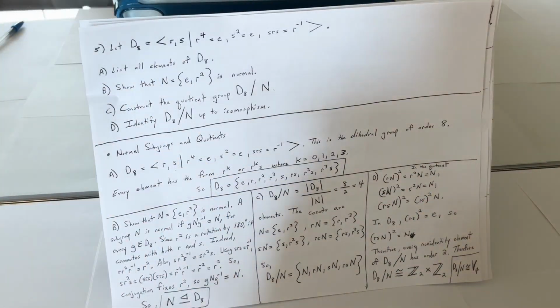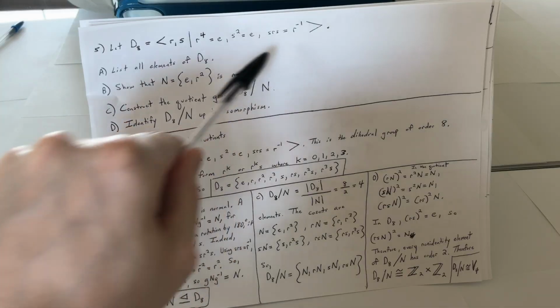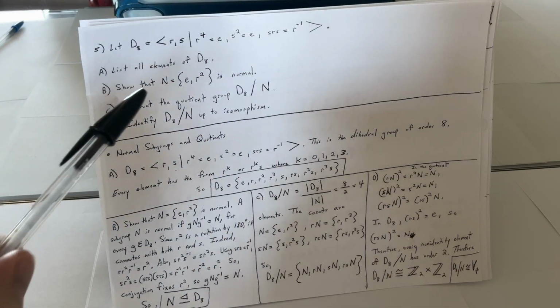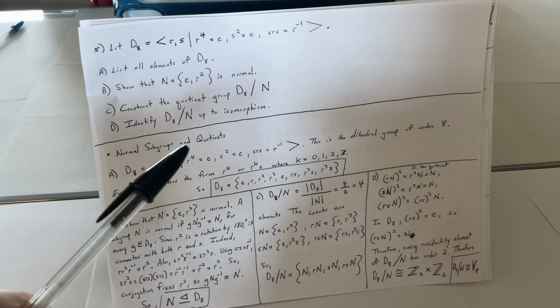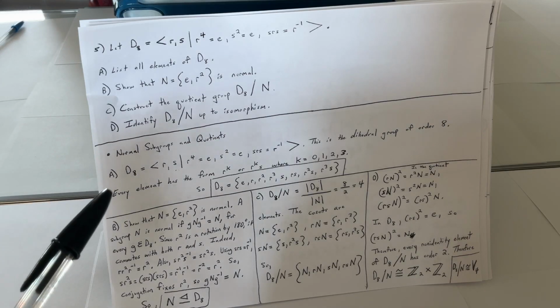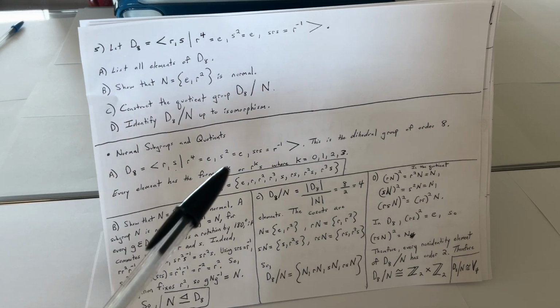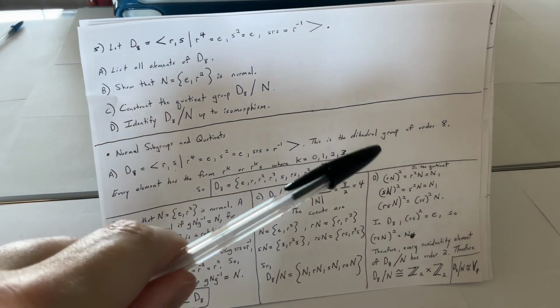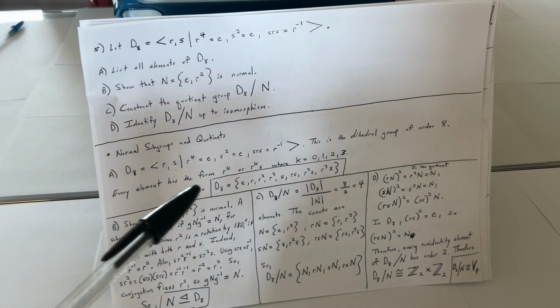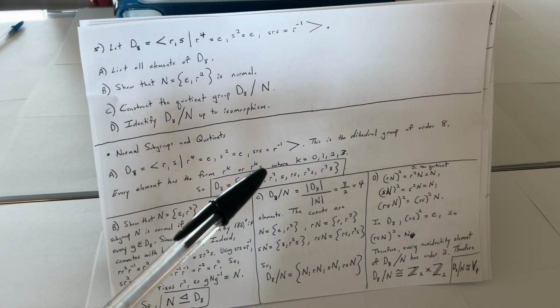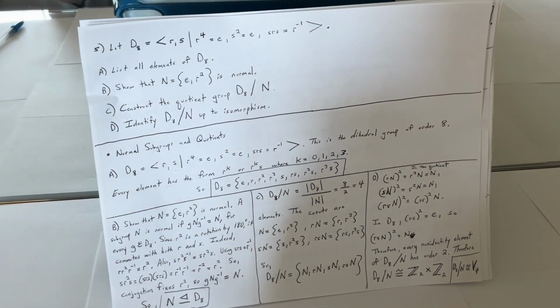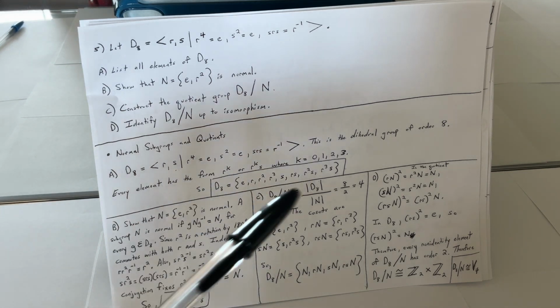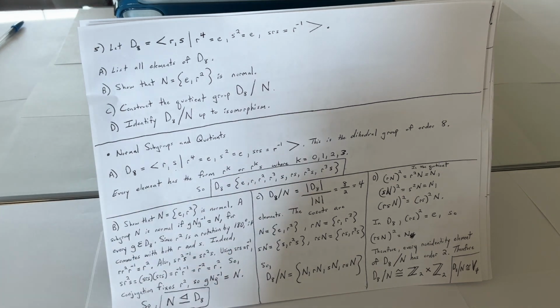So let D8 equal the following. Part A, list all elements of D8, so normal subgroups and quotients. D8 is a dihedral group of order 8. Every element has the form R^k or R^k S, where k is 0, 1, 2, 3. So D8 equals this set, from the identity element all the way to R cubed S.